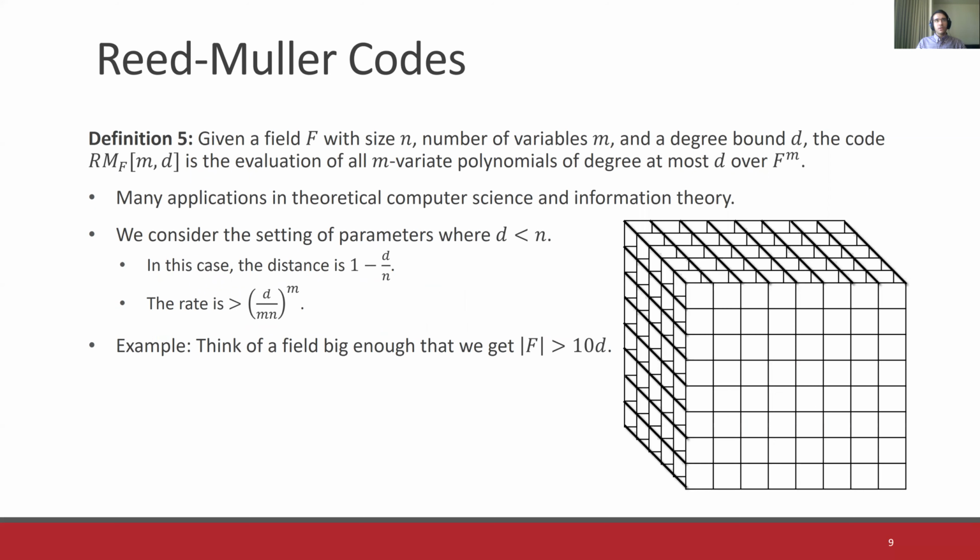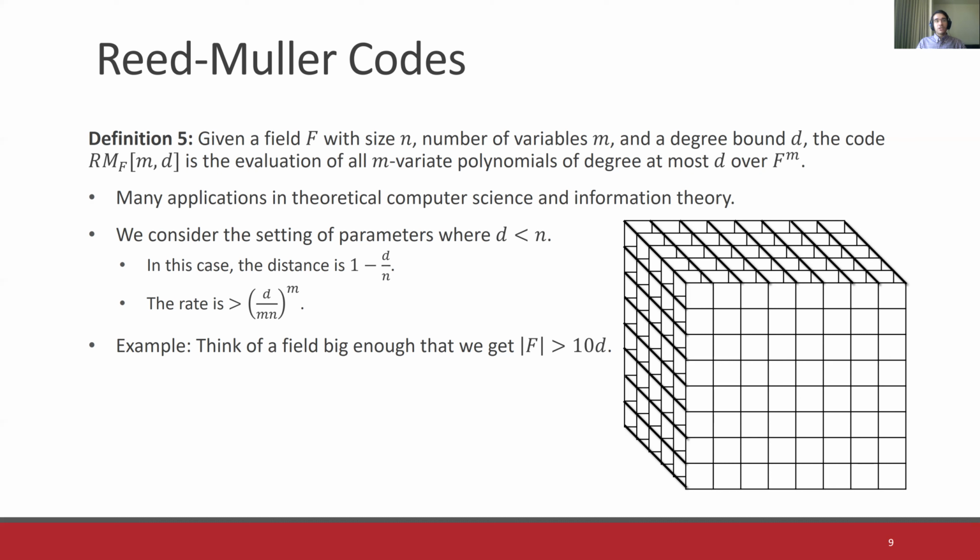So Reed-Muller code is the main building block in our construction, and they are well-studied error correcting codes in both computer science and information theory, and they're defined as follows. Suppose we have a field F with size n, a number of variables m, and a degree bound d. The Reed-Muller code is the evaluation of all m-variate polynomials of degree at most d over this hypercube F to the power m.